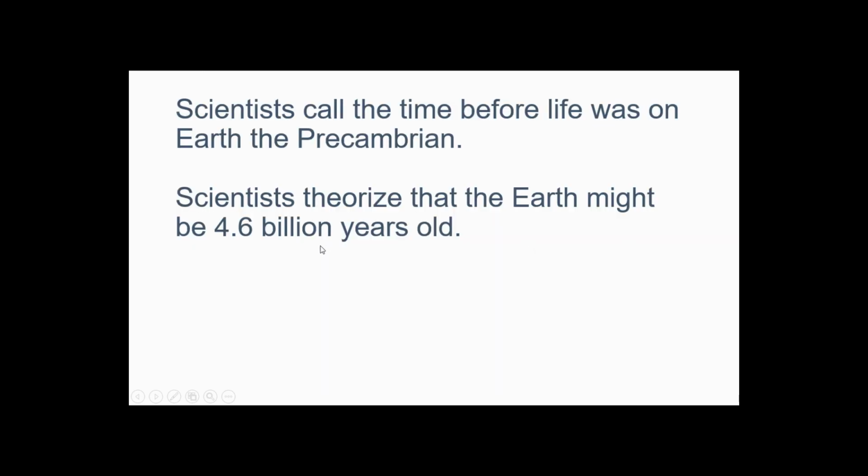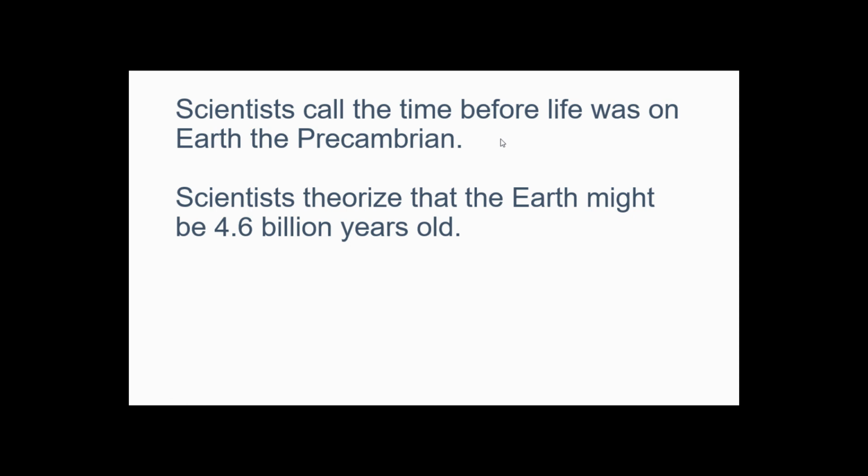Now, scientists call the time before they think life existed pre-Cambrian. What does that mean? Pre means before, Cambrian means life. So if we think there's something that existed, like a rock, before life existed, we would call that the pre-Cambrian time. This is before we think life might have shown up on Earth.